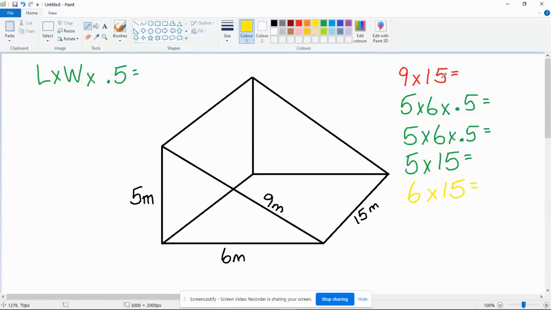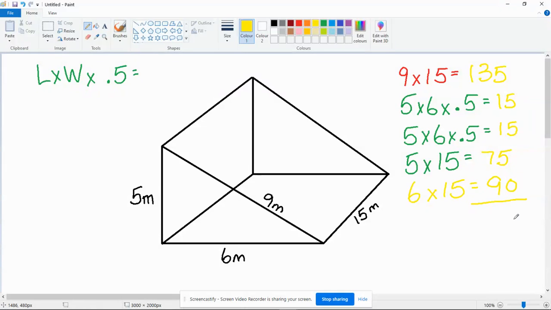Now if you do the math here to add this up, we know that 9 times 15, so 10 times 15 would be 150. Take away one group of 15 would be 135. We know 5 times 6 is 30 times half is 15, and again 5 times 6 is 30 times half is 15. 5 times 15 would be 75. And 6 times 15 would be 90.